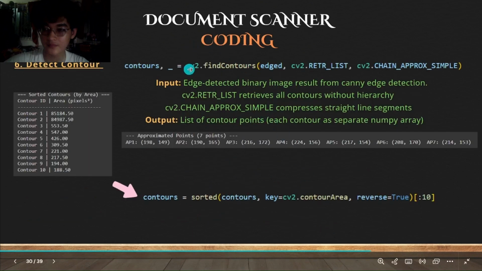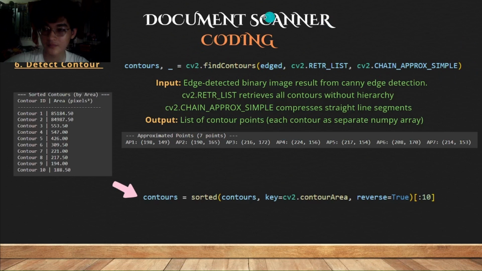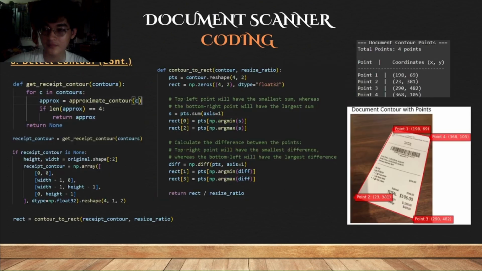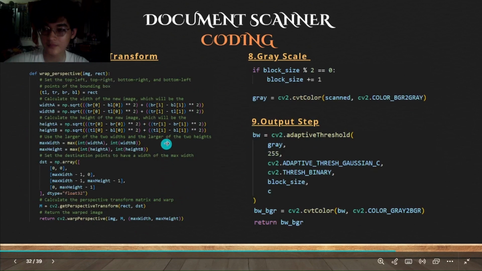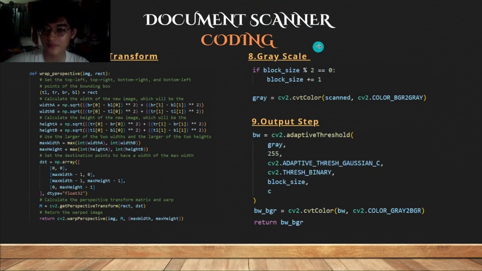Then we use this thing called find contours, which is basically what we did in the process image to get the corners, the sharp corners. Okay, and then we have contour to rect, which will turn the points that we found into 4 corners. And then we perform warp perspective, which allows us to get the 2D image. And after that, it's all about detailing. We just change everything to grayscale and then we use thresh binary to make it more readable.